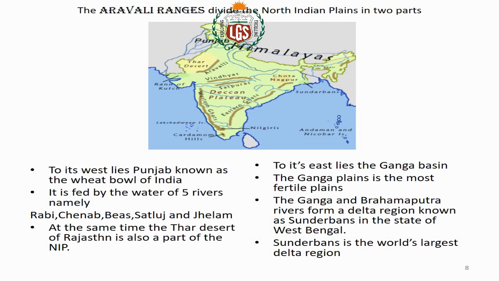The Ganga and Brahmaputra rivers form a delta region known as Sundarbans. This delta is formed in the state of West Bengal. You all can see Sundarbans there. Sundarban is the world's largest delta region.